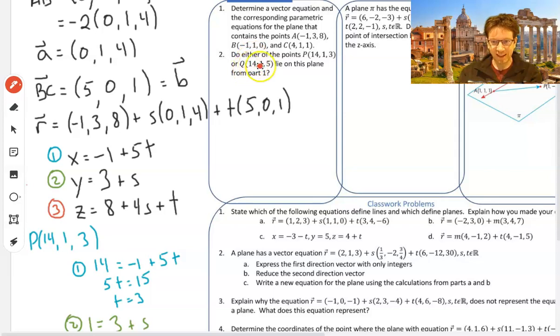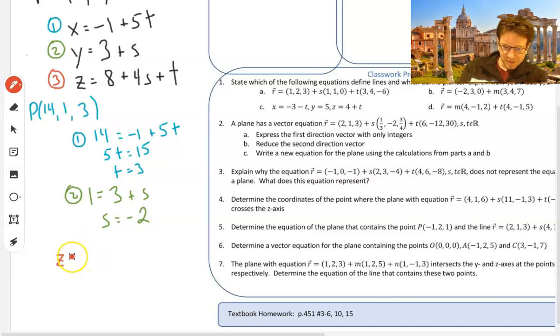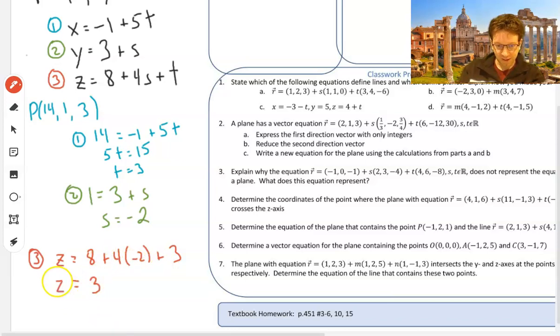Now notice the points P and Q. Q also has the same x and y coordinates, but they have different z coordinates, so only one of them is going to be on the plane. Let's see what we get. So when we get z, this is equation 3, z equals 8 plus 4s, where s is negative 2, plus t, where t is 3. So we do that, we get 8 minus 8, which is 0, and we're left with 3. Ooh, the drama. P is on the plane.